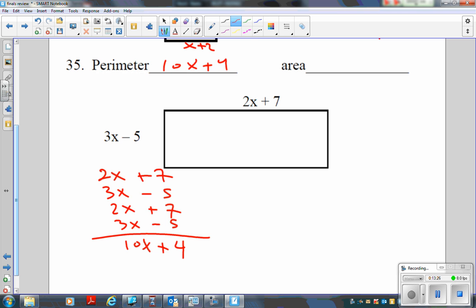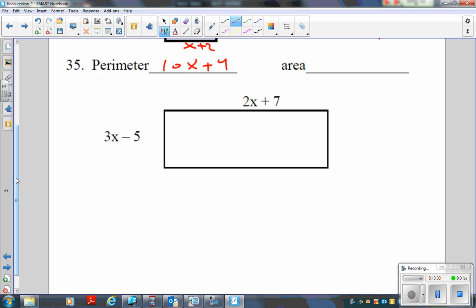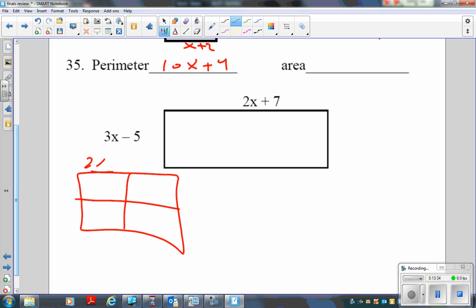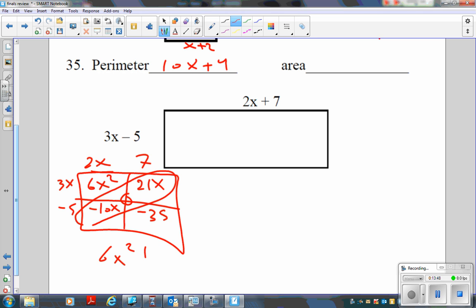As for the area, you're going to have to multiply them together. And when you multiply two equations, what you're going to have to do is use the box method. 2x, 7, 3x, minus 5. This gives me 6x squared plus 21x minus 10x minus 35. These two add. Final answer is 6x squared plus 11x minus 35.